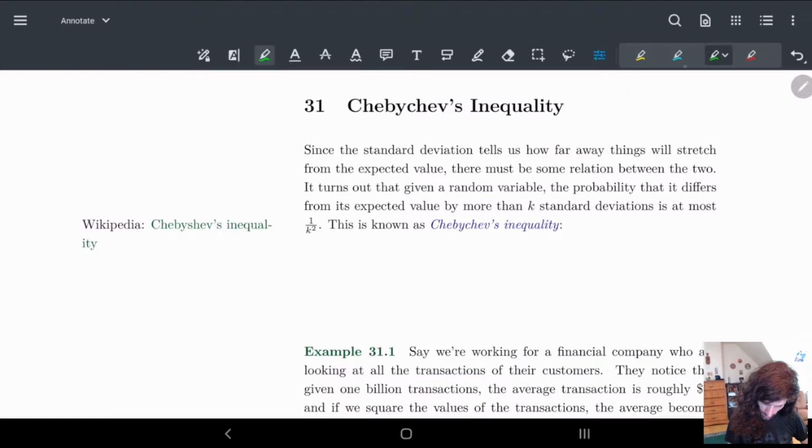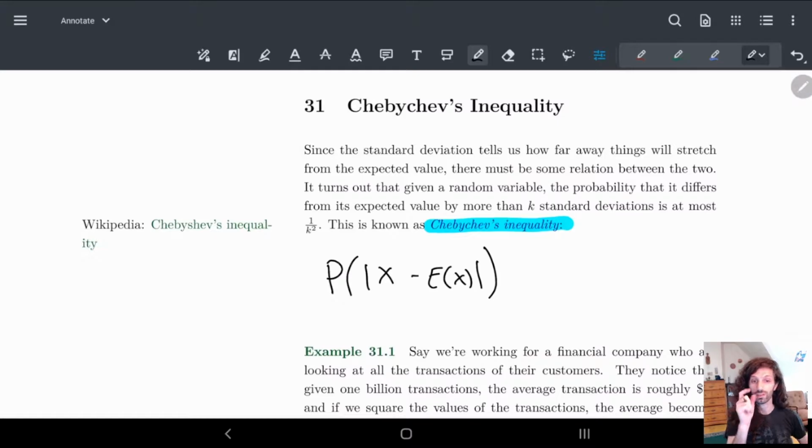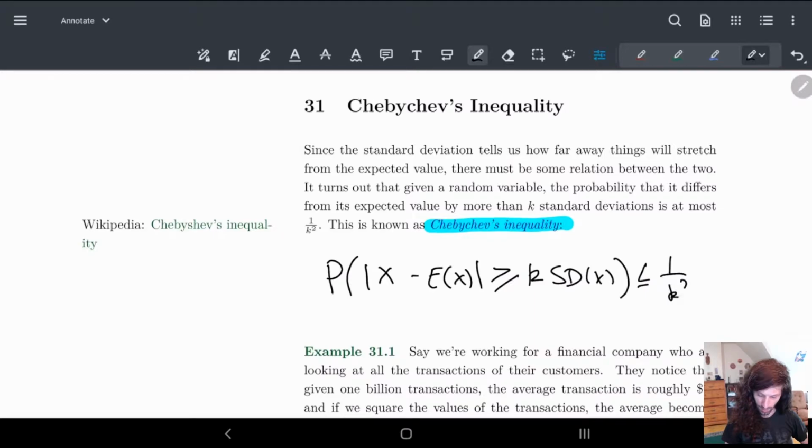Let me highlight that, Chebychev's inequality. What this is basically stating is that the probability that the difference between x and the expected value, whatever that distance is, is greater than k standard deviations of x, is going to be less than 1 over k squared.